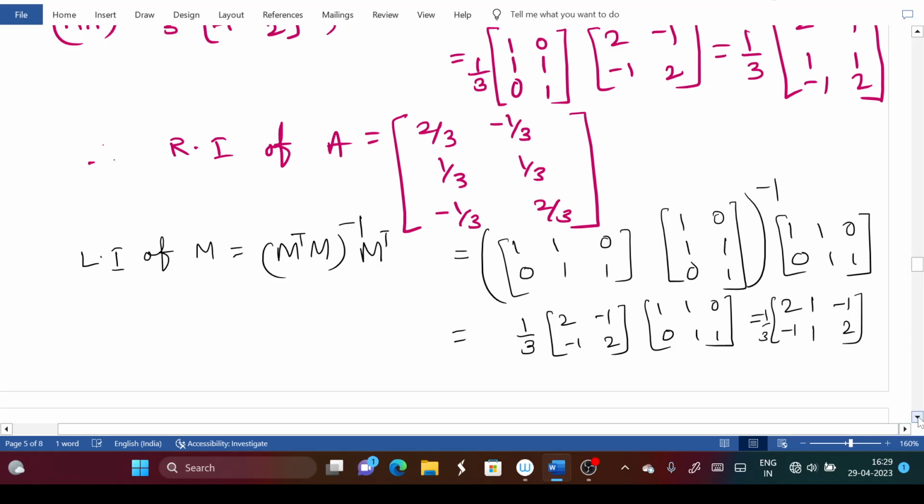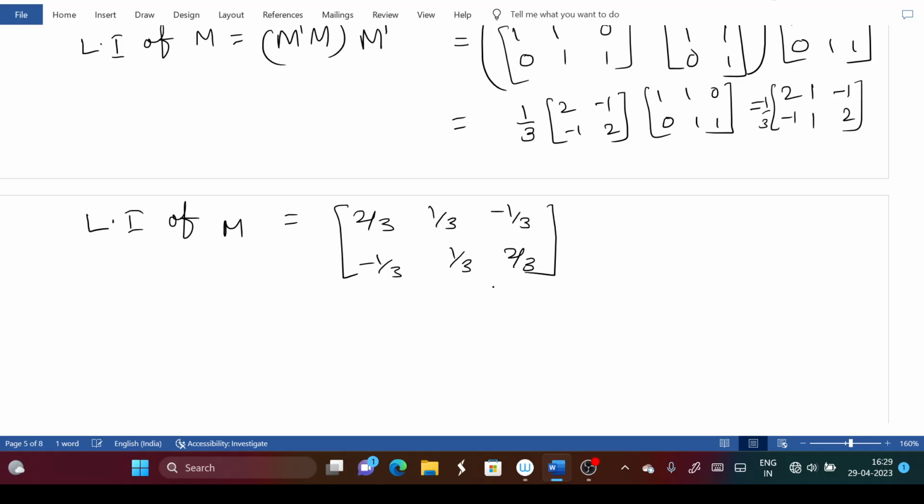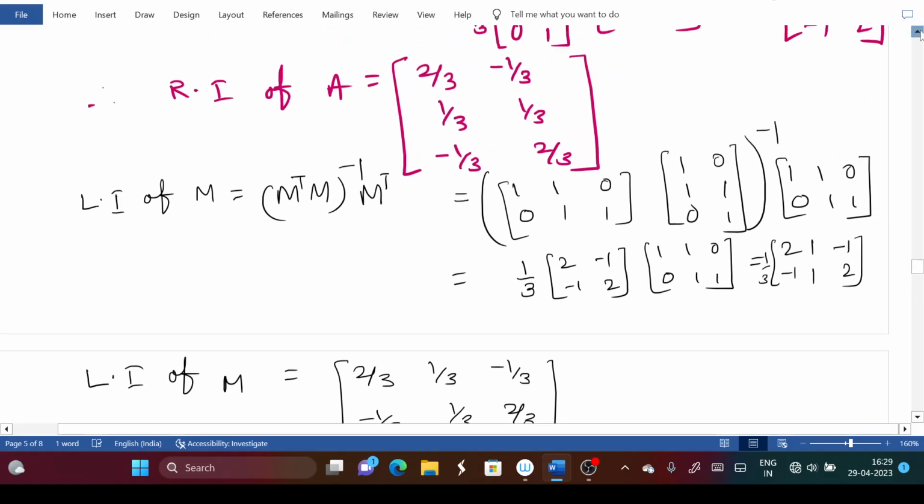Hence, the left inverse of M is nothing but 2 by 3, 1 by 3, minus 1 by 3, minus 1 by 3, 1 by 3, 2 by 3. If any confusion is there, one may multiply M from the left side with this matrix to get the identity matrix.